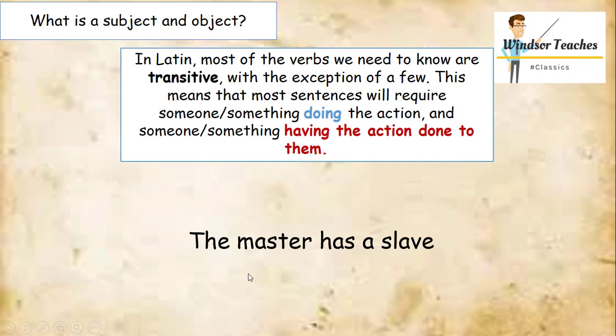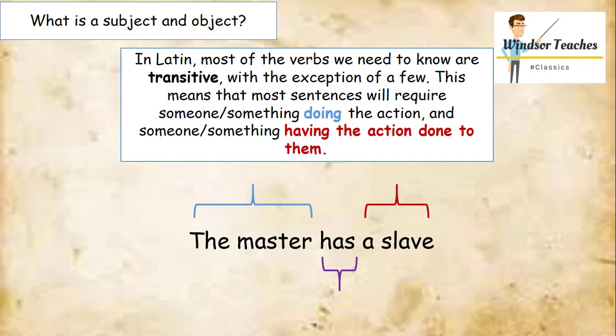So let's look at this sentence here. The master is the subject of that sentence. He is the person or thing performing the action. Has is the verb of that sentence. It is the action. And slave is the object of that sentence. It is having the action done to them. So the master is doing the having, whereas the slave is being owned. Therefore, the master is the subject of the sentence, and the slave is the object of the sentence, and has is the action of the sentence.